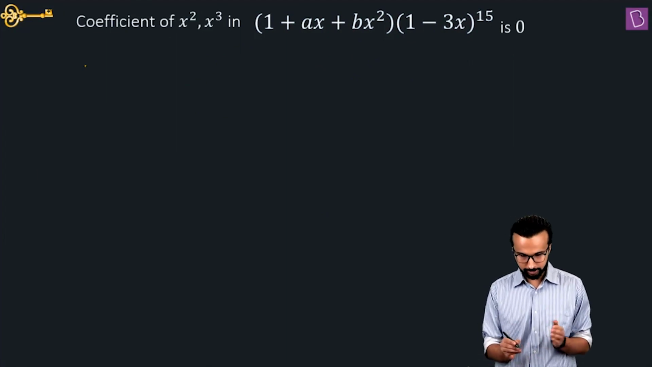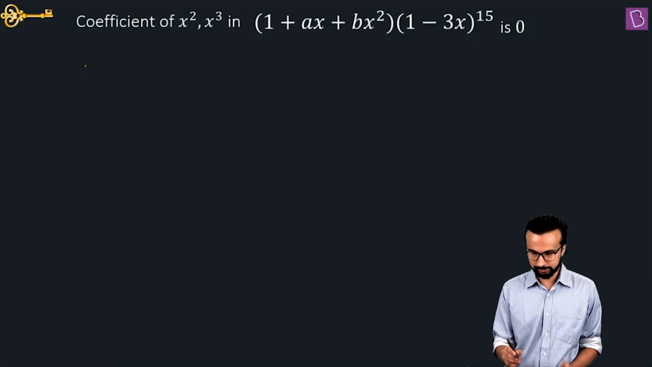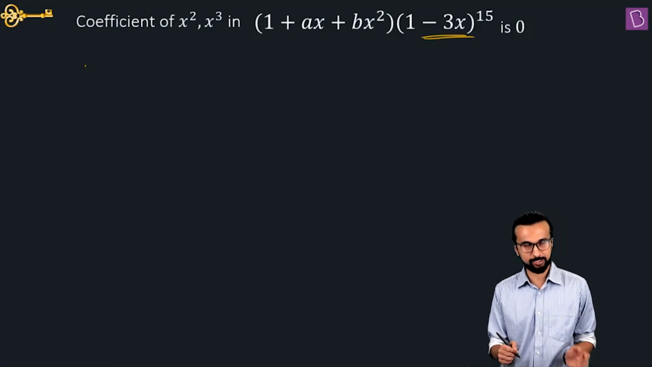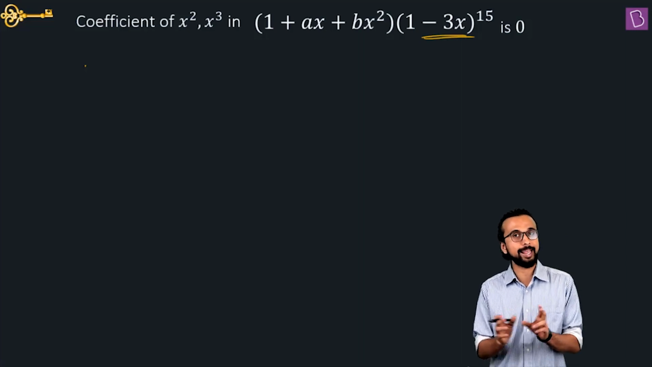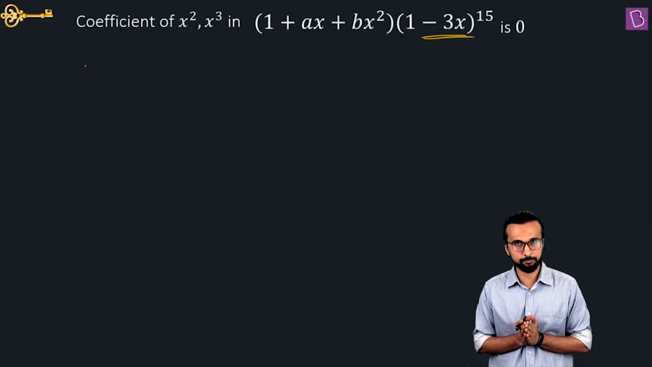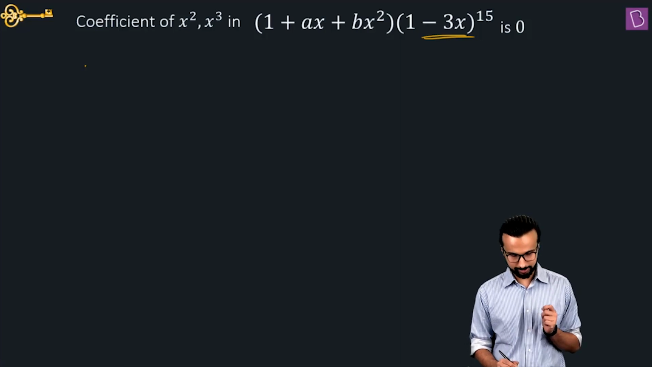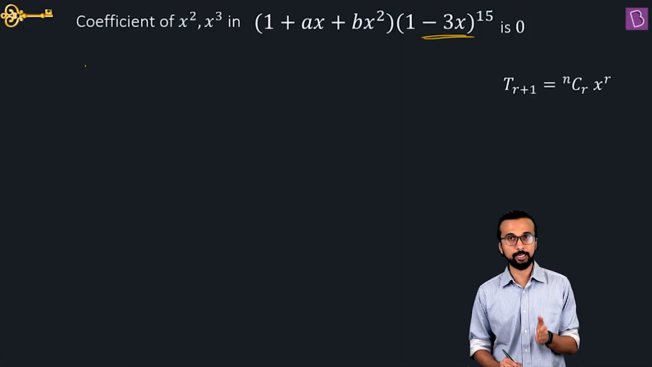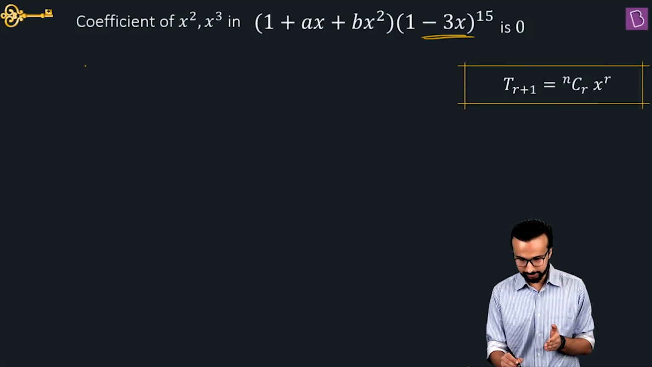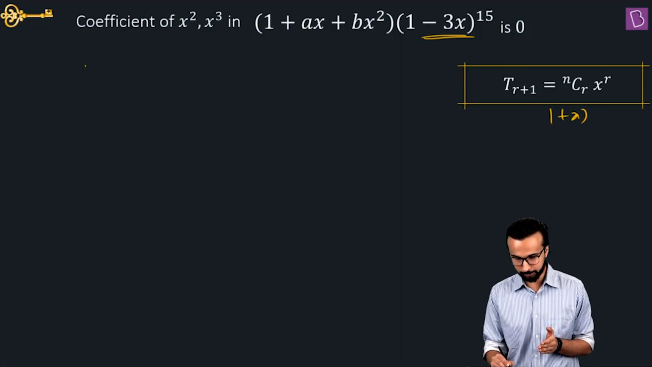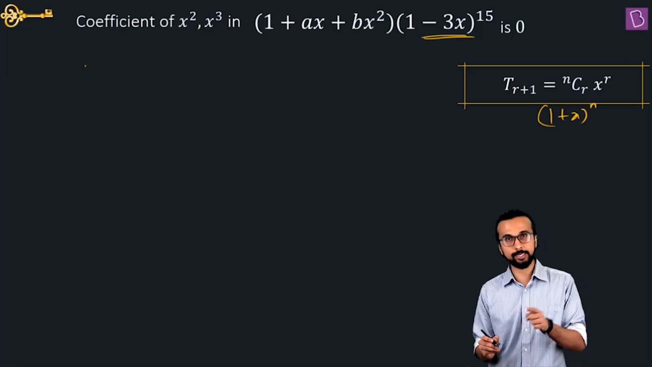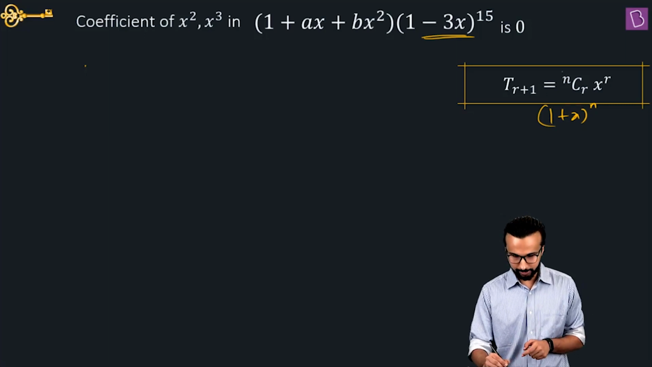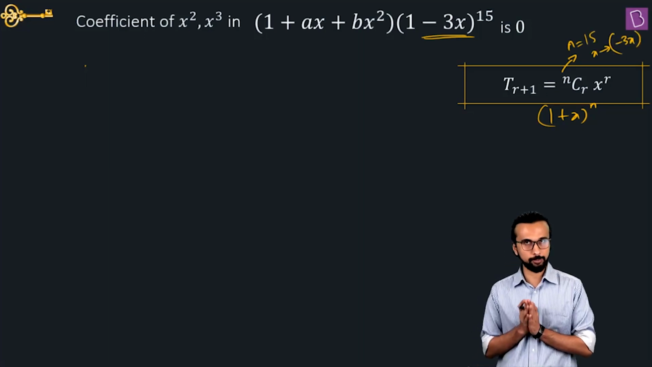Alright, so here 1 plus ax plus bx square is there, and (1 minus 3x) power 15 is there. We know the second part we can expand using the binomial theorem. So when we expand the second term, what will the general term be? The general term will be T(r+1) equal to nCr x power r. This is for any (1 plus x) power n. But we have (1 minus 3x) power 15, so you replace n with 15 and x becomes minus 3x.